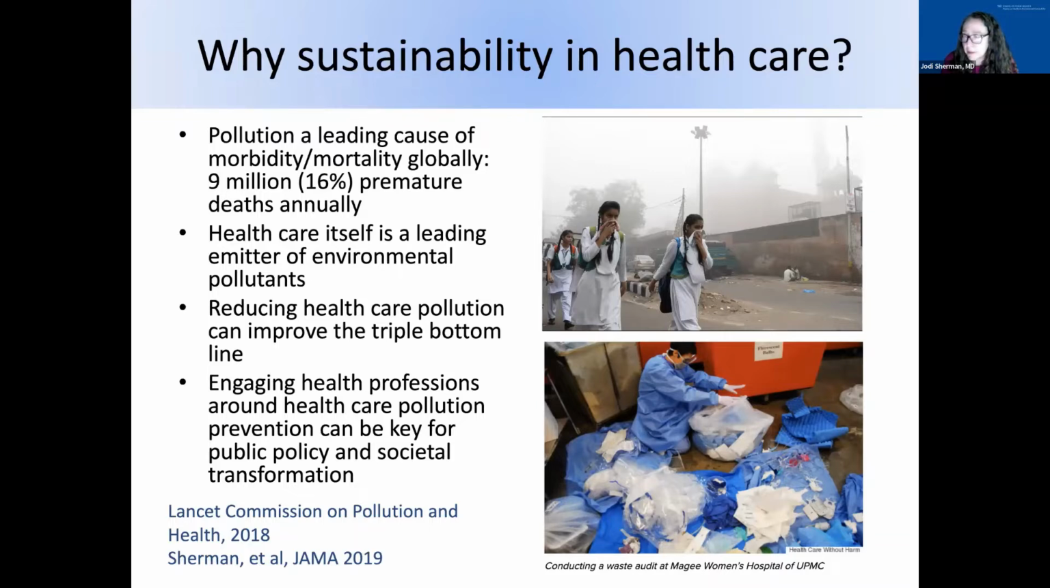And importantly, another thing that motivates me about this topic is that everybody is touched in their life at some point by healthcare. Healthcare is integral with the global economy. If we can engage health professionals around the issue of healthcare pollution, I really believe this is a key for public policy and societal transformation.